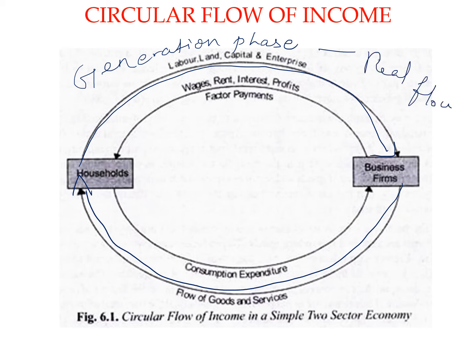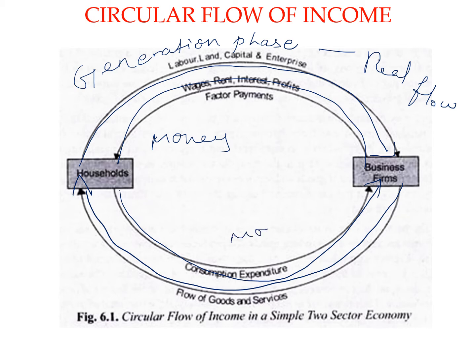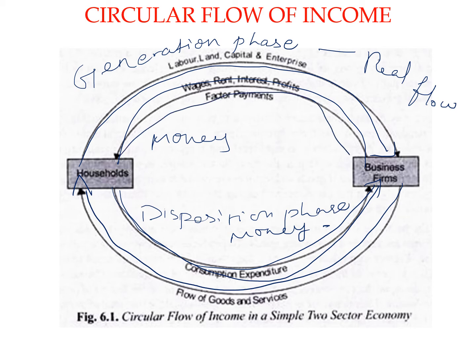Okay. So the next one is the nominal flow, where the business firm is giving factor payments as rent, wages, interest, profit in the form of money, and the household is giving consumption expenditure in the form of money. It involves money. Household to business firm in consumption expenditure is the disposition phase.